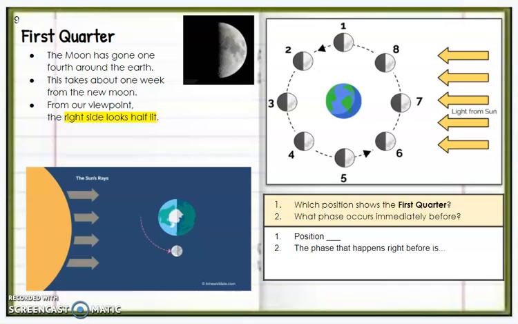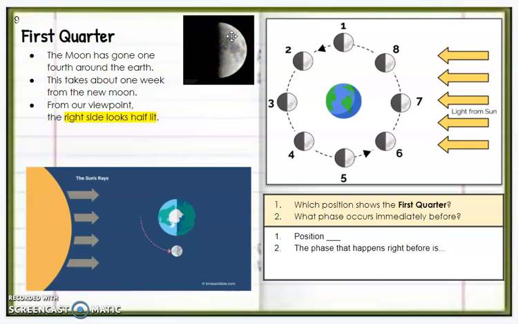Next we have the first quarter. The moon has gone 1/4 around Earth. It takes about 1 week from the new moon. So it's taken about 1 week to go from new moon, waxing crescent to first quarter. From our viewpoint, the right side looks half lit. So again, you're looking at the light. Light is on the right side. Okay, so we went from a little bit of light to now looks about half.